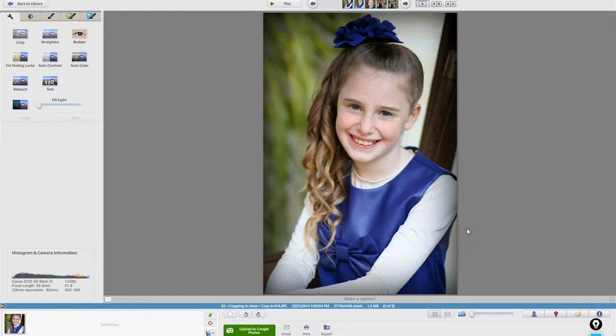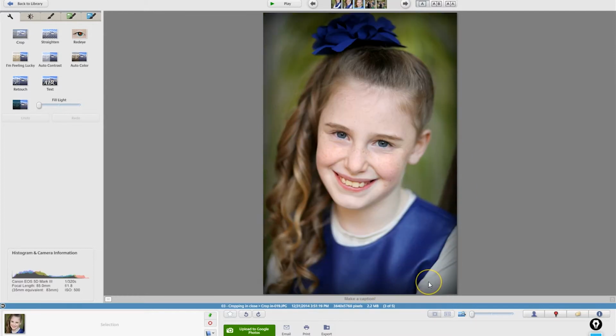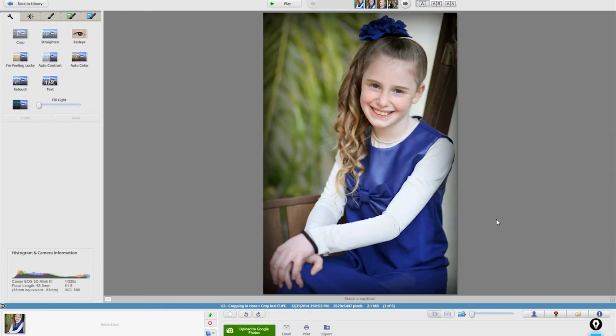Now we're taking a different picture of the girl. Okay, this is now a picture of her face and her hair. And again, we've got no extraneous space. And now this is a picture of her face. So to crop in close does not mean that it has to be a close-up. Cropping close just means that there's no extraneous space.